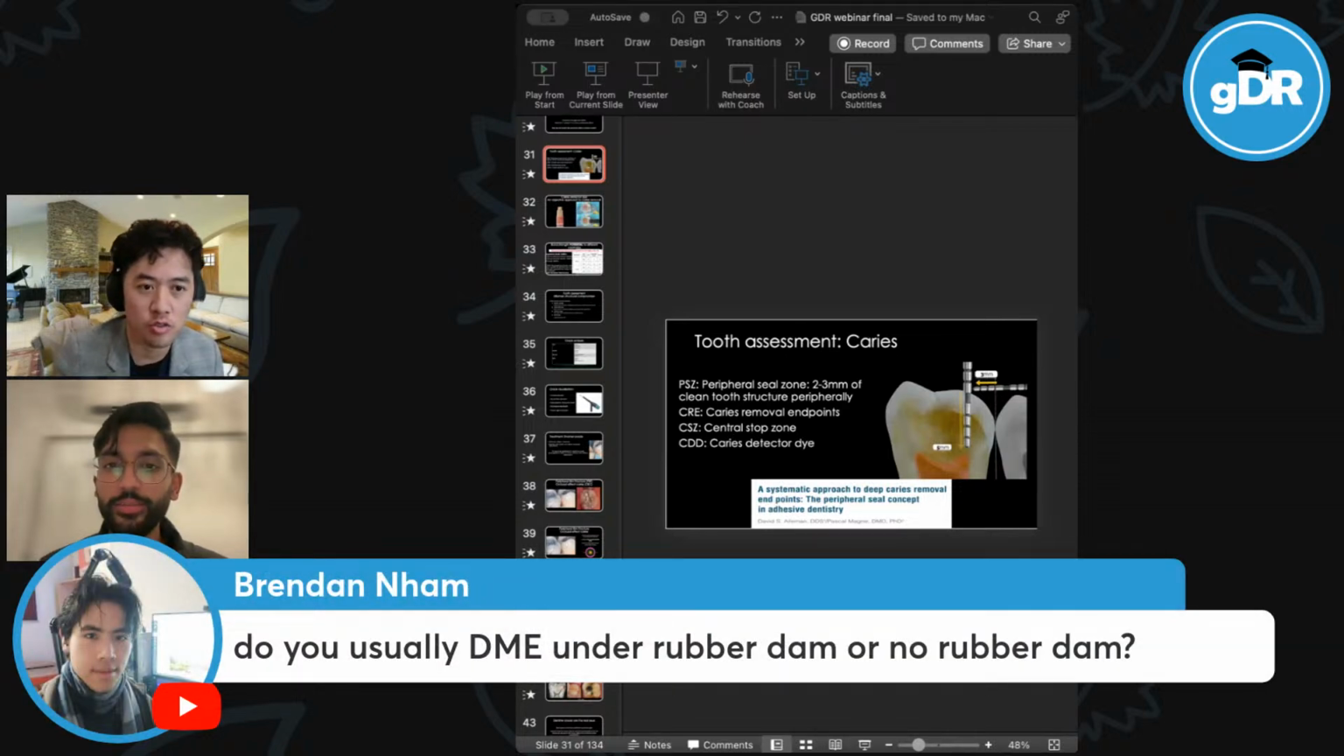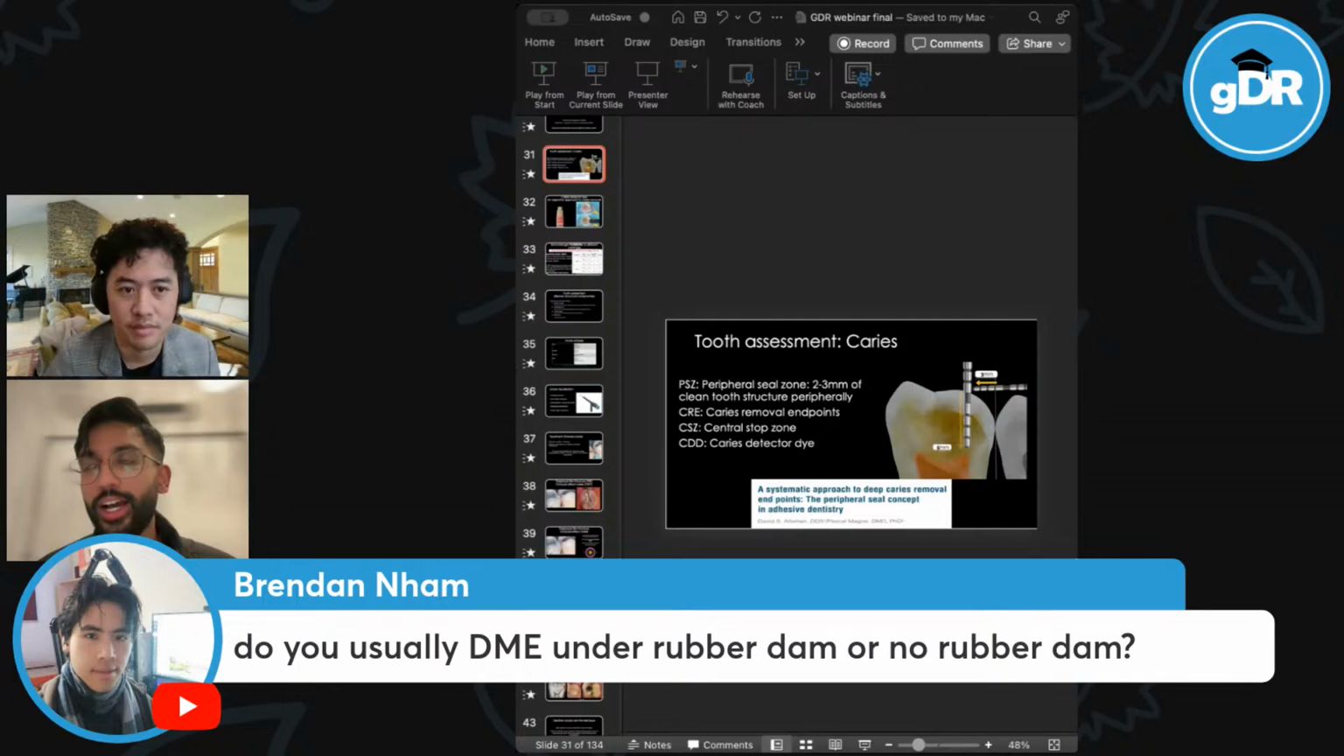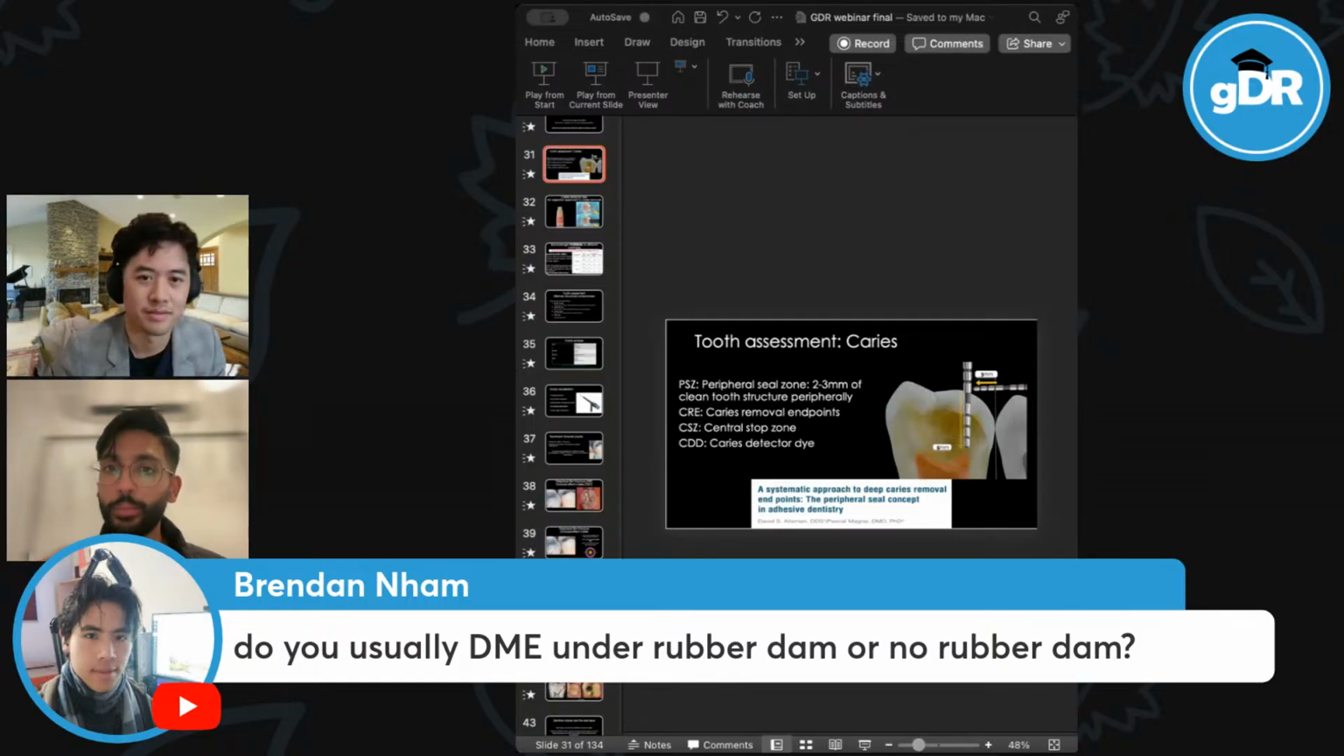Do you usually use rubber dam for your DMEs? Yeah. So, look, like I said before, especially when we're deep margin elevating, we want absolute gold standard isolation. Look, there are some rare situations where I'll have a patient, or I'm running late, or they're an emergency patient, or something or the other.